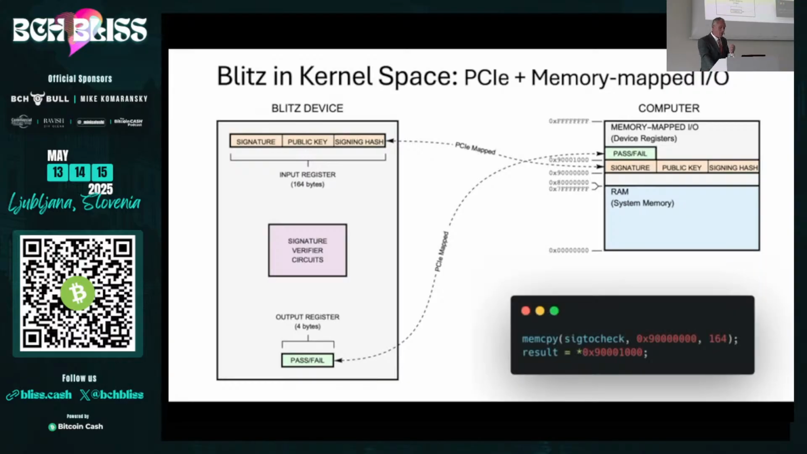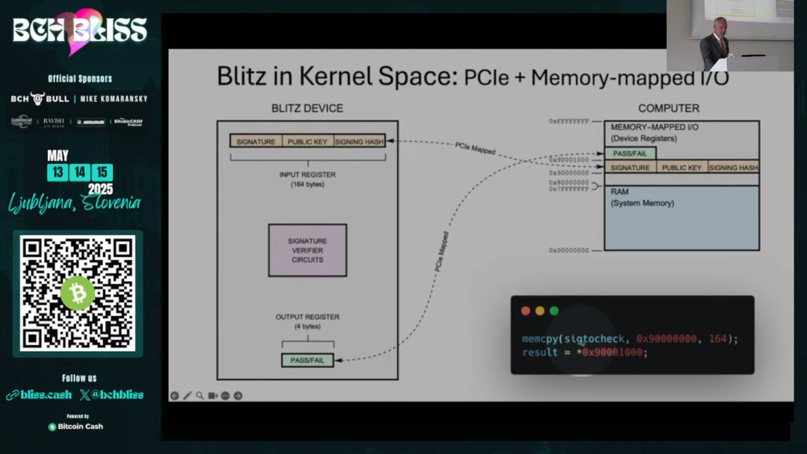If you want to check a sig in C, you might have your signature you want checked in a character array. You just memcpy that to Blitz's input register. Then to read the result, you just dereference a pointer to Blitz's output register, and you get your pass-fail result. If you read it before the result's ready, the timing is taken care of behind the scenes through the PCIe subsystem. Just like if you're trying to dereference some memory from RAM and you get a cache miss, it just takes a bit longer. So the timing is totally transparent to the user, which is really cool.